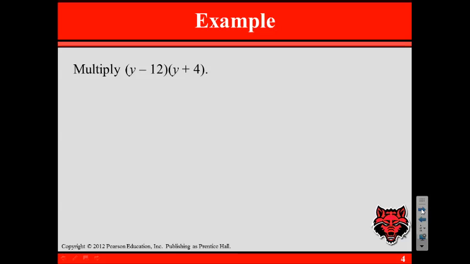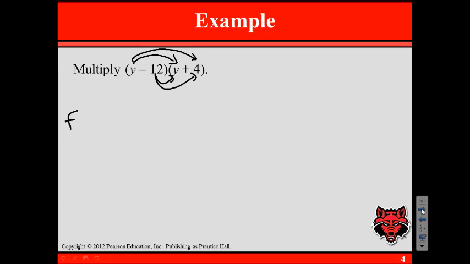Let's try an example. Multiply y minus 12 and y plus 4. These are both binomials because each polynomial contains two terms. And so I'm going to start by drawing my multiplication arrows. In this case, though, because there are only 4 multiplication arrows, we can remember that with the FOIL.